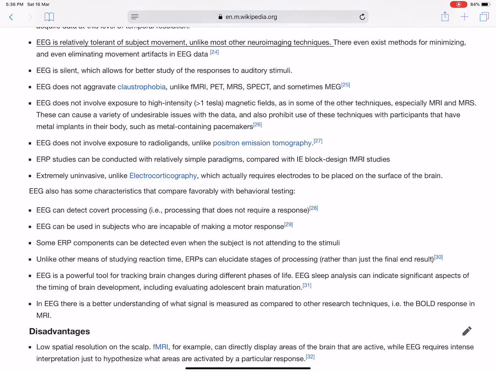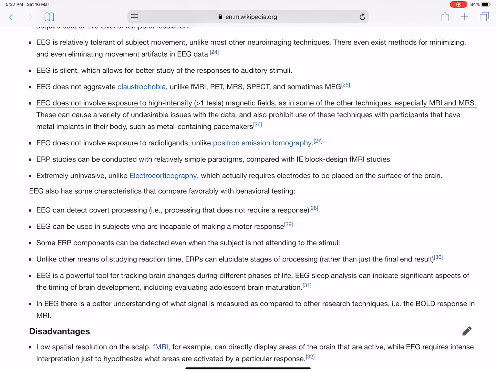EEG is relatively tolerant of subject movement, unlike most other neuroimaging techniques. There even exist methods for minimizing, and even eliminating movement artifacts in EEG data. EEG is silent, which allows for better study of the responses to auditory stimuli. EEG does not aggravate claustrophobia, unlike fMRI, PET, MRS, SPECT, and sometimes MEG.